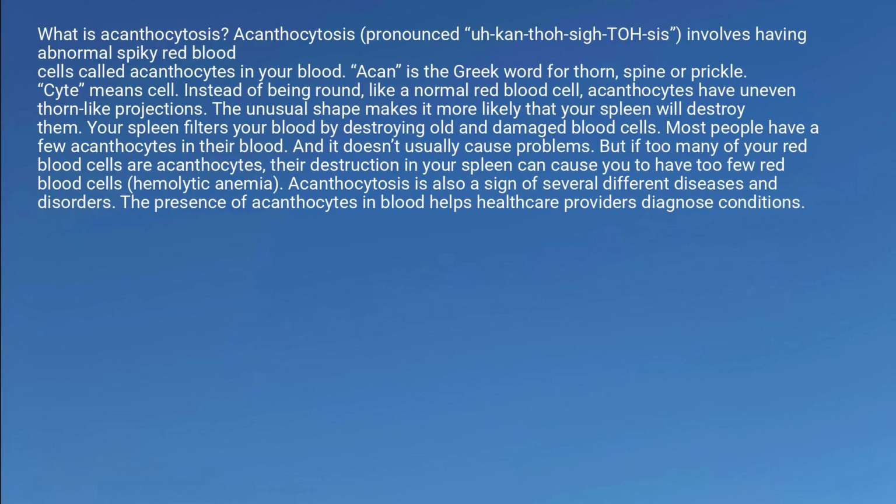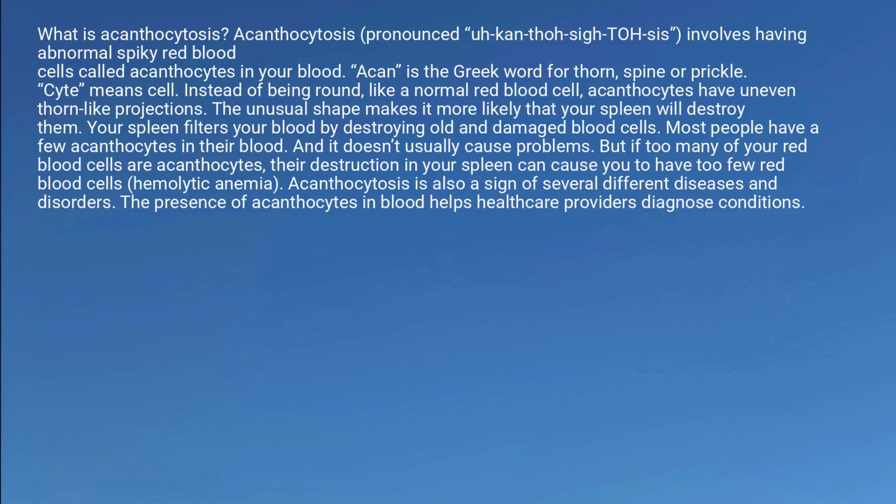What is acanthocytosis? Acanthocytosis, pronounced a-can-tho-sigh-toe-sis, involves having abnormal spiky red blood cells called acanthocytes in your blood. Acanthos is the Greek word for thorn, spine or prickle. Cyte means cell. Instead of being round, like a normal red blood cell, acanthocytes have uneven thorn-like projections.